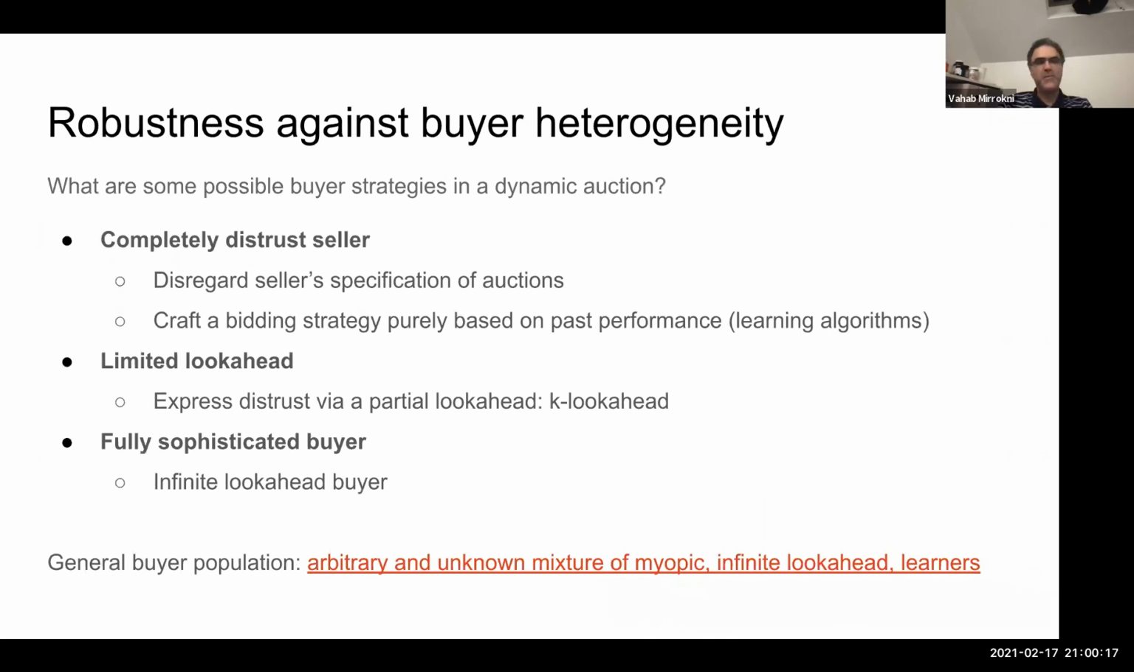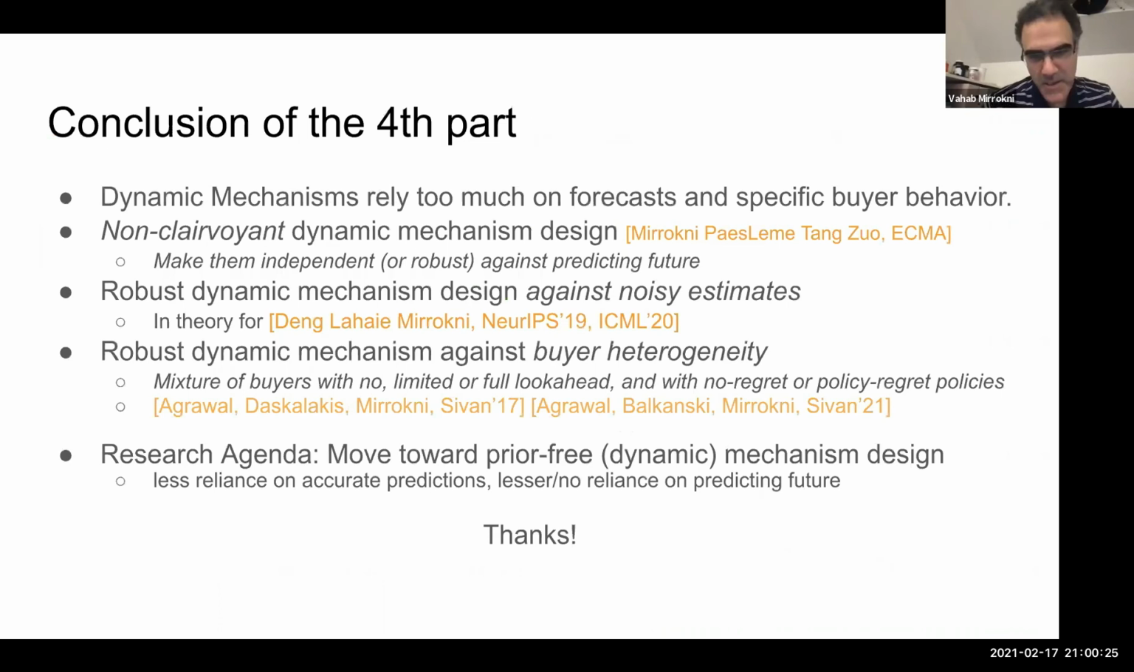I guess I'll skip this last part, which is about robustness against buyer heterogeneity. The topic is that dynamic mechanism design also relies on the utility function that we assume on buyers. But the buyers can be myopic, they can have full lookahead, they can have limited lookahead, they can run a no-regret policy, they can run policy regret, so they can have different types of strategies. The question is to design one auction that does well against different types of buyers.